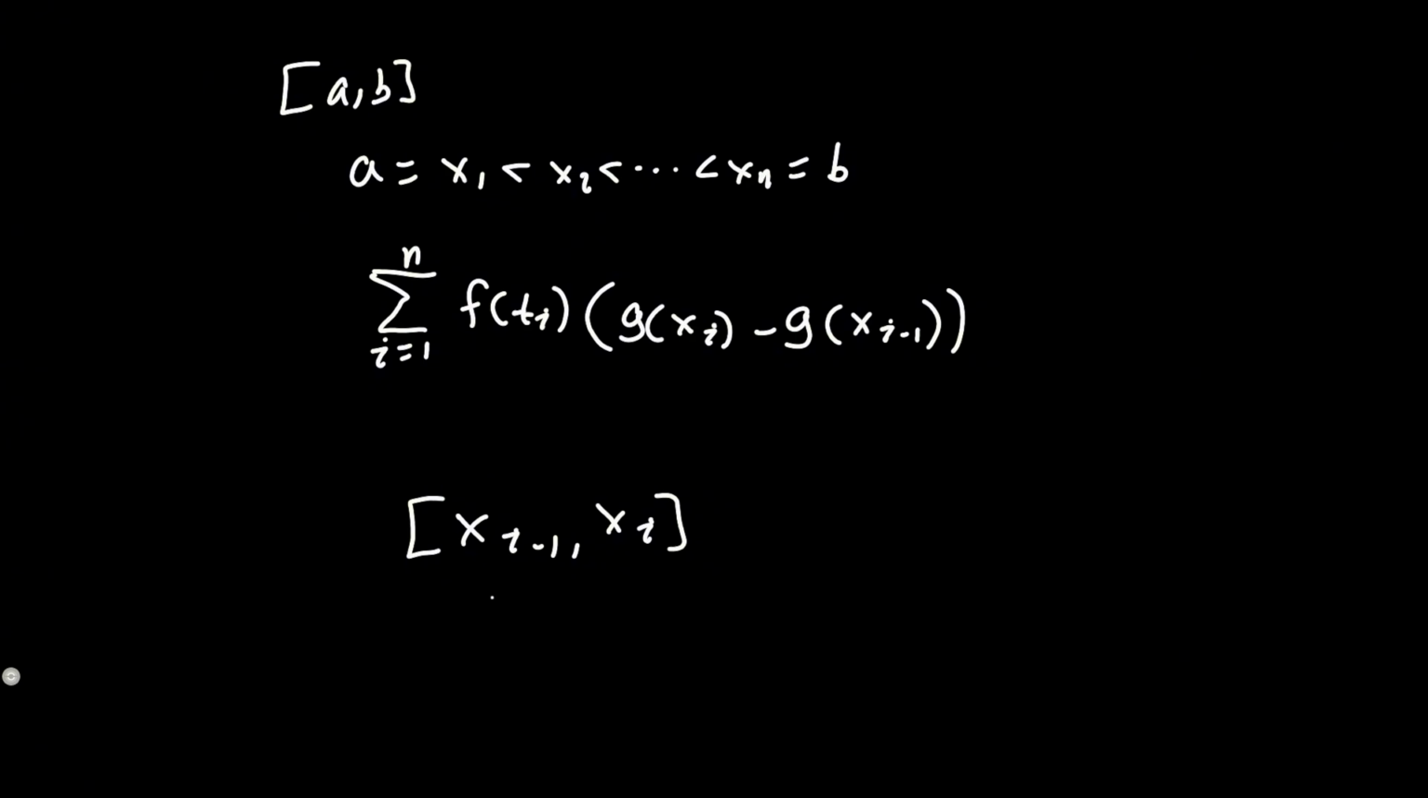So t is between the interval xi minus 1, comma, xi. And as the partition gets finer and finer, this sum approaches the Stieltjes integral. So that's basically the formal definition of the Stieltjes integral.